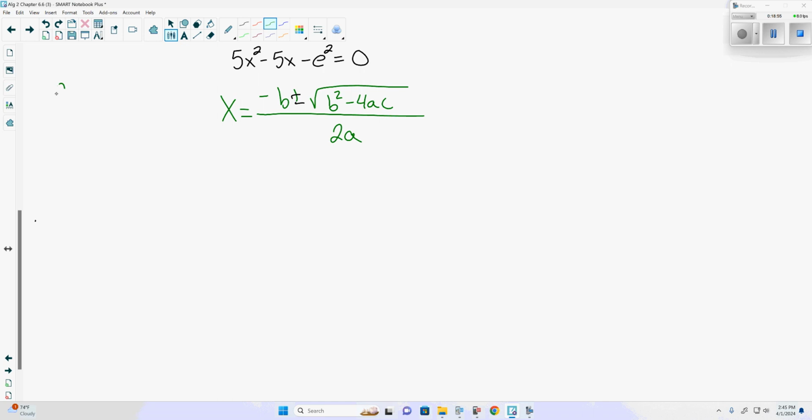And again, we're getting our a, b, and c from our ax squared plus bx plus c. A in our case would be 5, b would be -5, and c is actually negative e squared. E squared is still a number. E is a number, so we can still plug it in. We can still do this. Questions on this here before we move on to our next step?